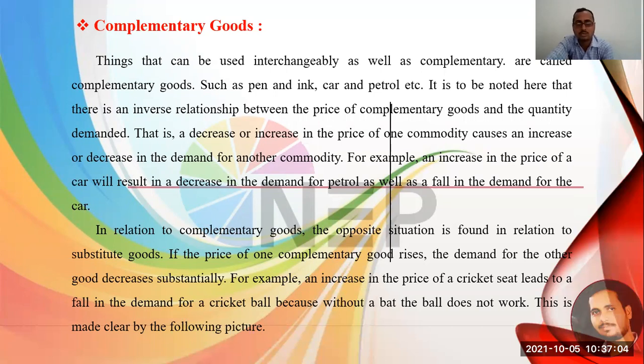Students, in the relation of complementary goods, the opposite situation is found compared to substitute commodities. If the price of one complementary good rises, then the demand for the other commodity decreases substantially. For example, an increase in the price of a cricket ball leads to a fall in the demand for cricket bats, because without a ball, the bat does not work. This is made clear by the following diagram. Now see the diagram.